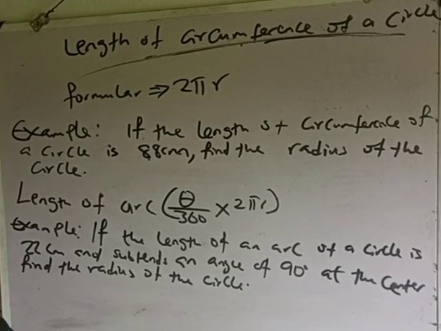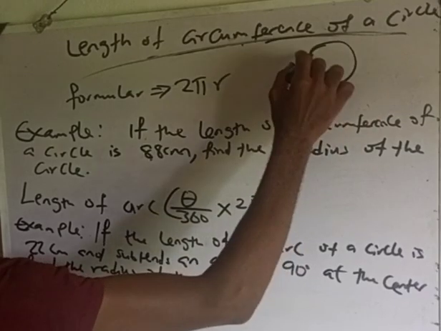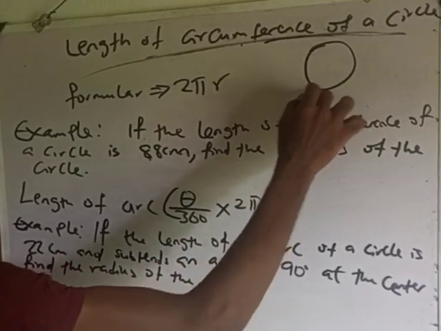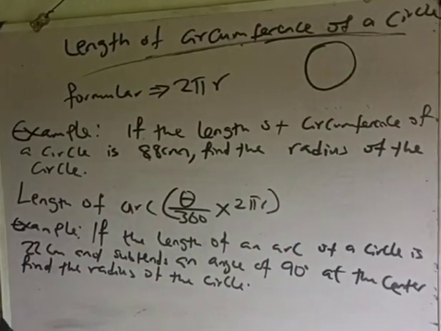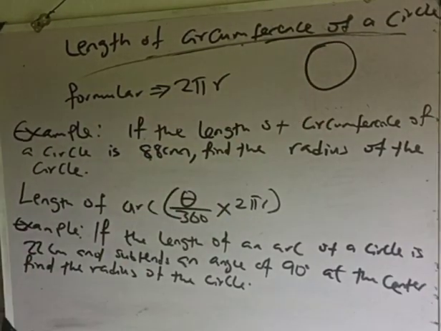Now, for a circle, for instance, when we have a circle, the perimeter is the same thing as the distance around the circle. So we say that when we are dealing with the circumference of a circle, the formula is 2 pi r.